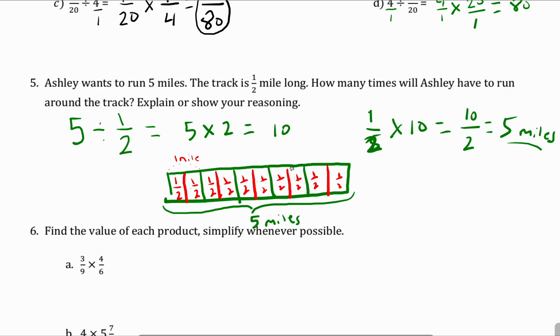And each one half represents a time that she goes around the track, right? So 1, 2, 3, 4, 5, 6, 7, 8, 9, 10, right? So that's why she ran around the track 10 times. Okay.